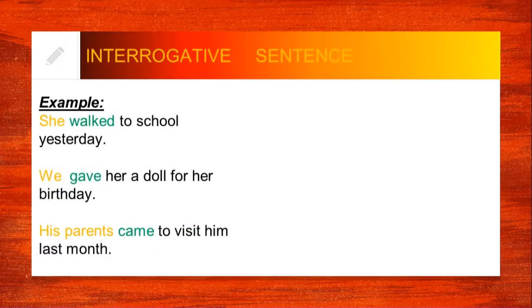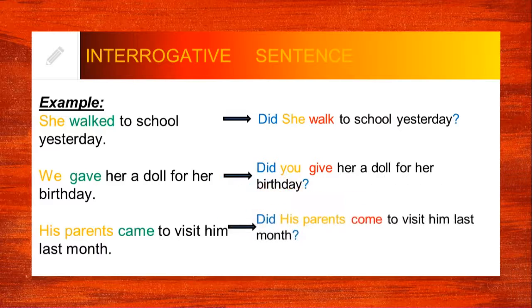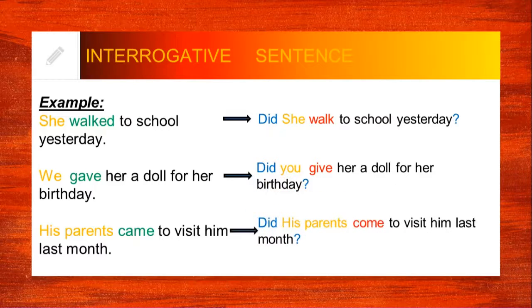For the interrogative sentence, we have some examples. She worked to school yesterday. Did she work to school yesterday? We gave her a doll for her birthday. Did you give her a doll for her birthday? His parents came to visit him last month. Did his parents come to visit him last month?